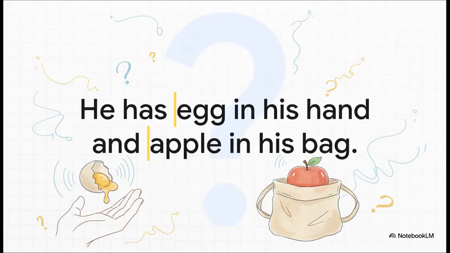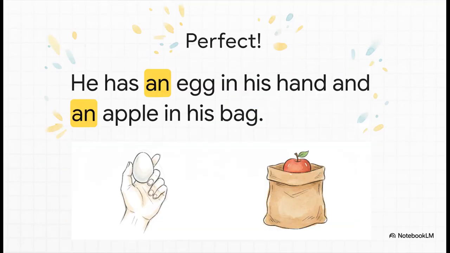Okay, here's the next part. This one has two blanks, so pay close attention. He has blank egg in his hand and blank apple in his bag. What do you think goes in those two spots? You totally got it. An egg and an apple. Both words start with those vowel sounds, so they both need an. You just took the rules you learned for the classroom and used them perfectly on the farm. That's the proof. Once you get the system, you can talk about anything.